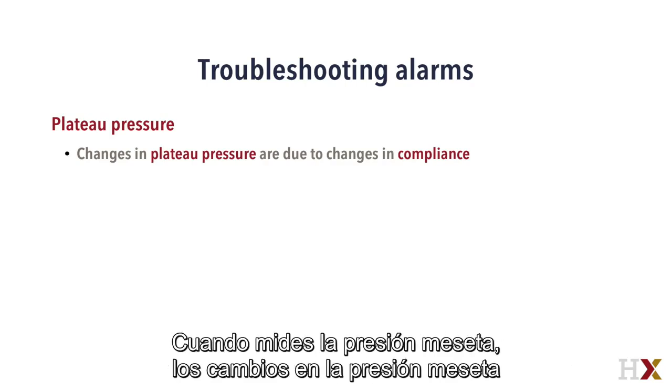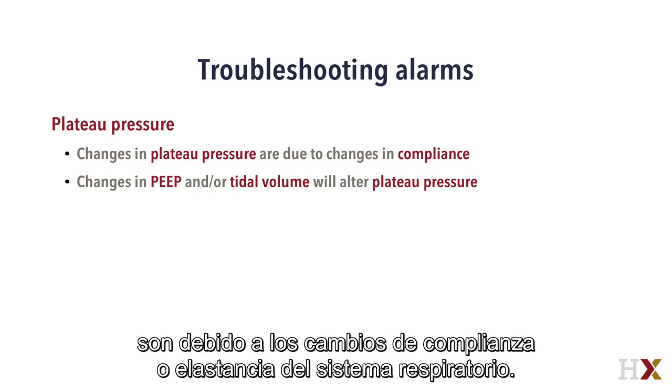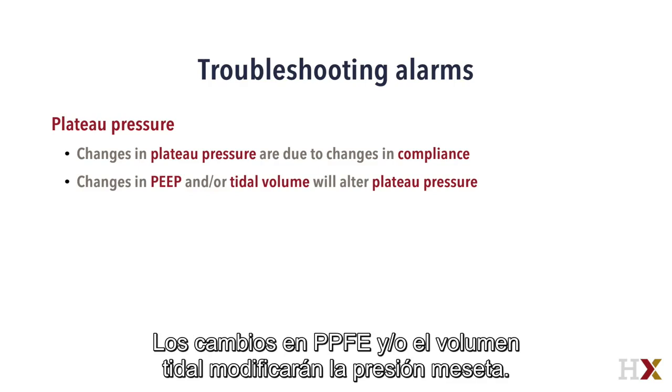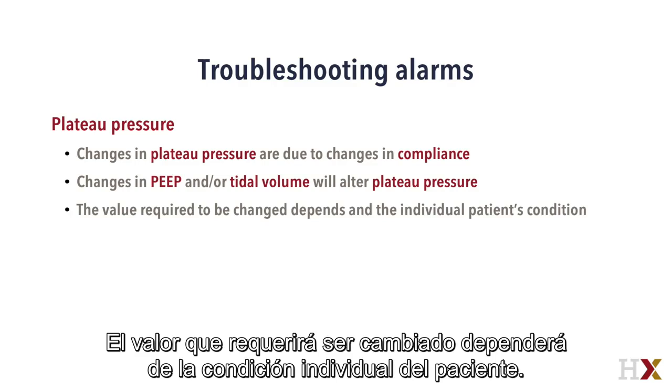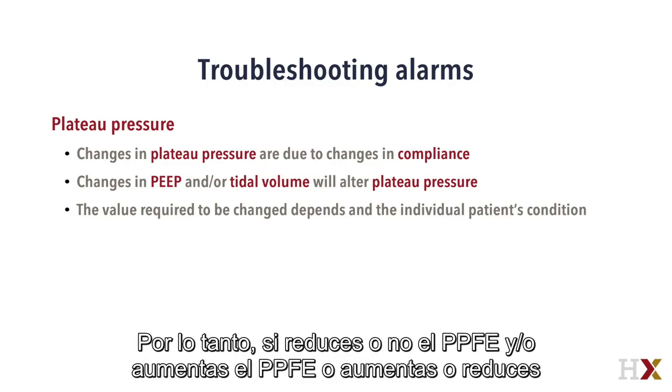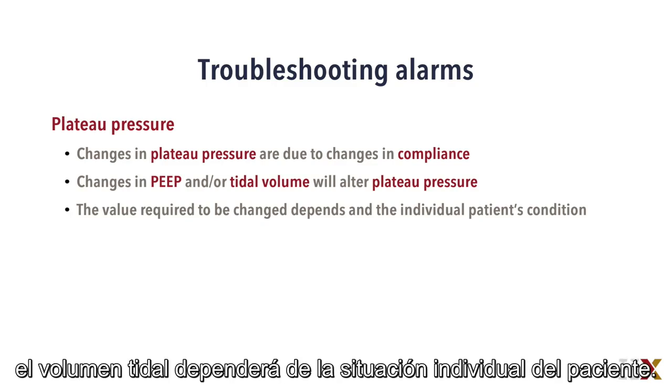When you measure the plateau pressure, changes in plateau pressure are due to changes in respiratory system compliance, or elastance. Changes in PEEP and/or tidal volume will alter plateau pressure. The value required to be changed depends on the individual patient's condition, so whether or not you reduce PEEP and/or increase PEEP, or increase or decrease tidal volume will depend on the individual patient situation.